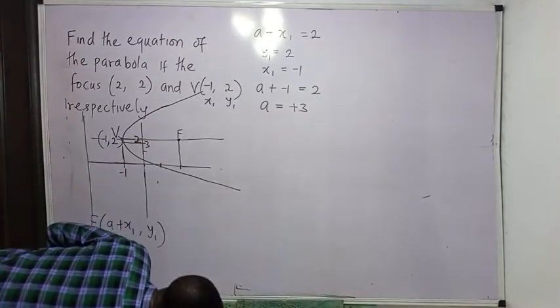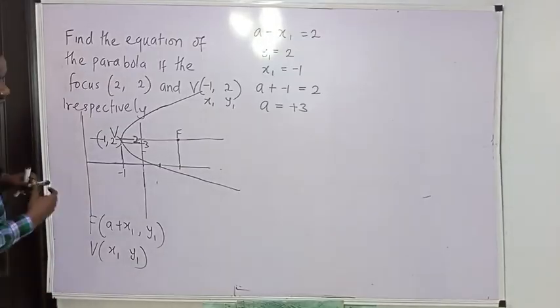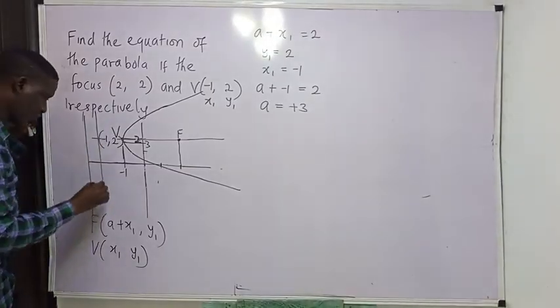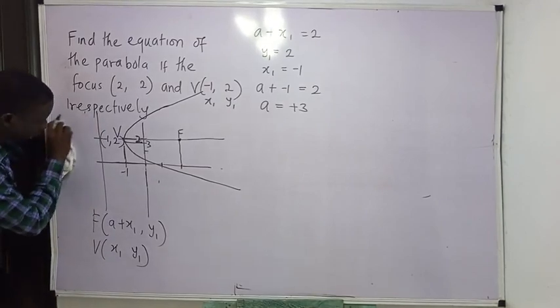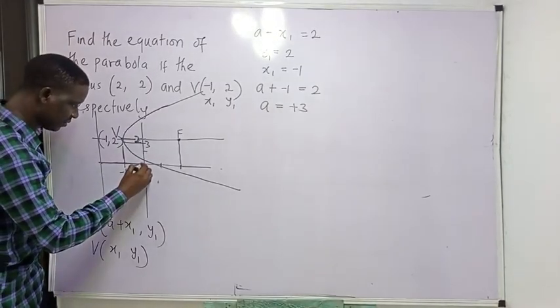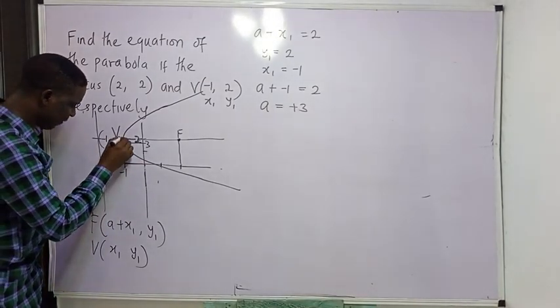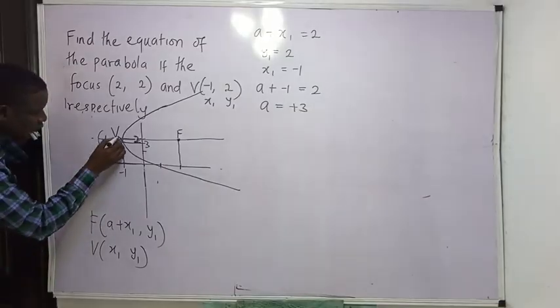So our directrix should be somewhere there. And if the directrix is somewhere here, I need to draw it well. Pardon me for the rough sketch. From here to this place, the vertex should be 3 also. So I will count 3.